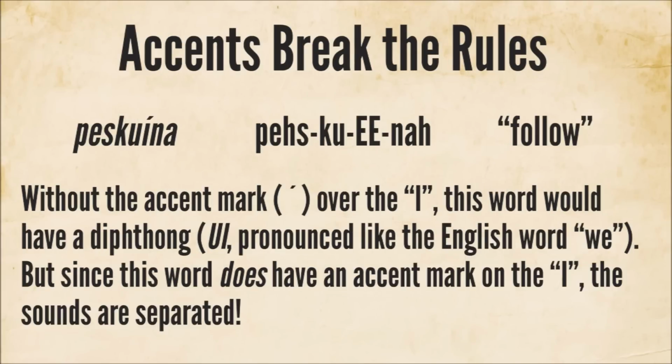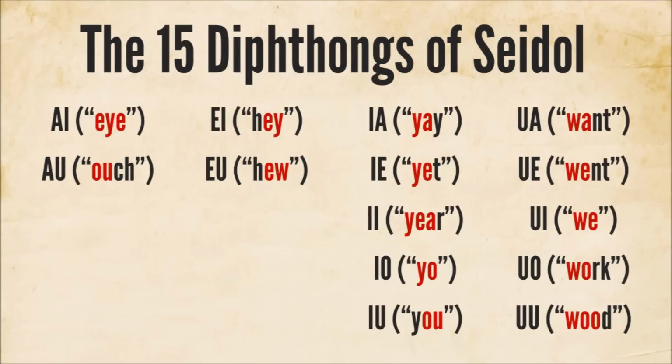And that diphthong rule can also again be broken by an accent mark, just like with the word pescuina. You'll see that accent mark will break the normal rule of a diphthong. In Seidol, we're going to have 15 possible diphthongs, and I'll list them there on the screen for all of you to see, along with an English word to show you how that would be pronounced.